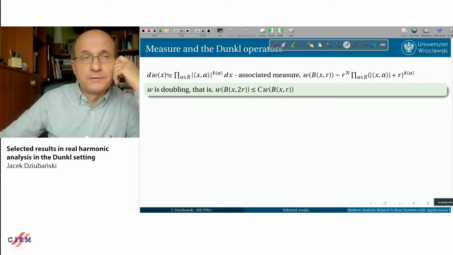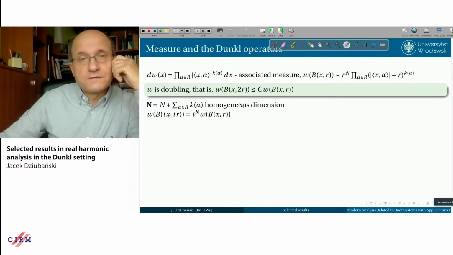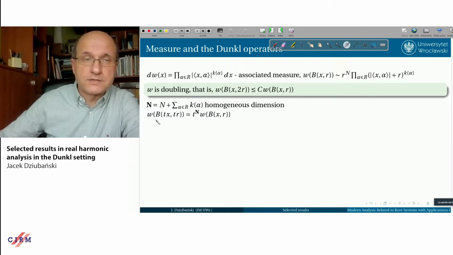Now, w denotes the measure associated with the root system and multiplicity function, and we have control on volumes of balls from below and above by this formula, which I now indicate. What is important and positive for us is that the measure w is doubling, it satisfies the doubling condition. So the volume of a larger ball can be controlled by the volume of a smaller ball. Further, we define the number bold N, the so-called homogeneous dimension. It is the sum of the Euclidean dimension plus the sum of the multiplicity function computed over all vectors from the root system. It is a homogeneous dimension because the volume of a ball dilated by a parameter t equals the volume of the original ball times t to the power N.